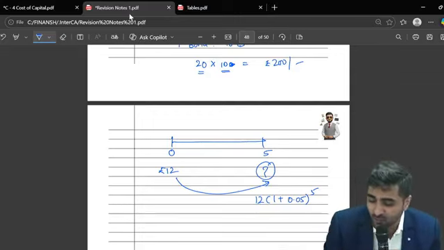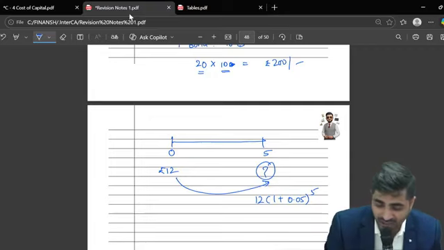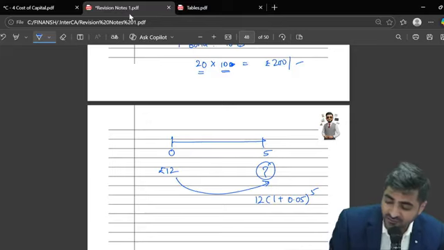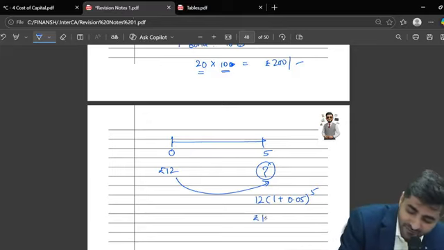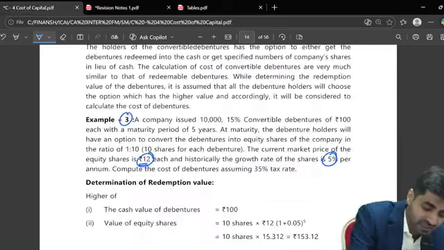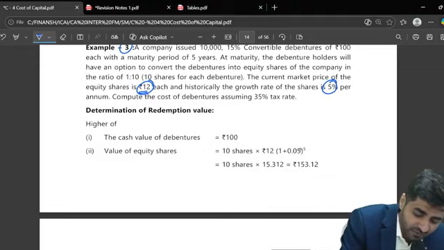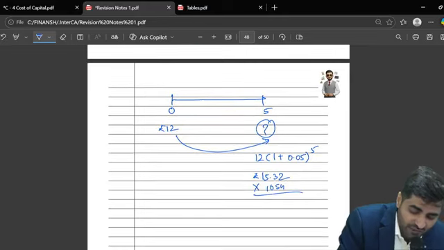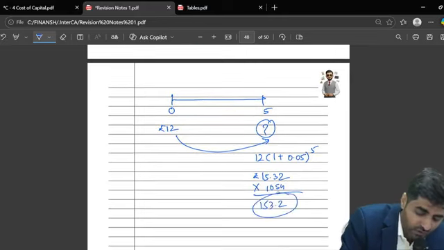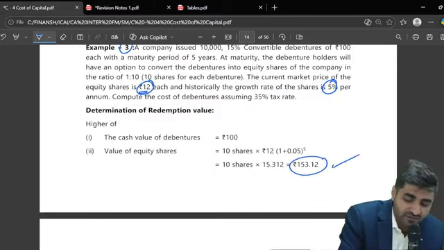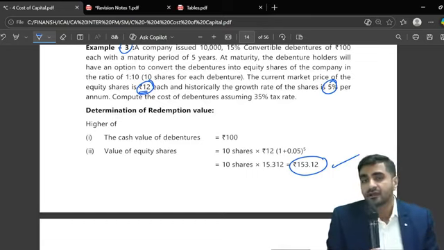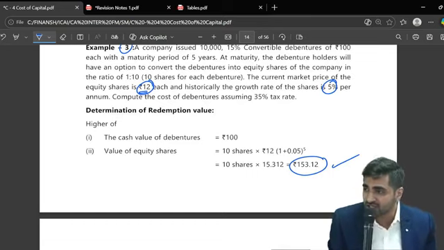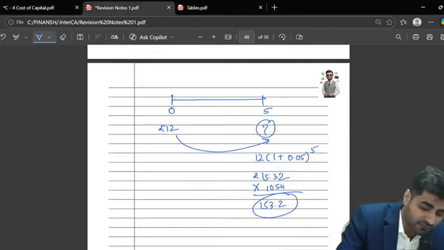Take 1.05 to the power 5 and multiply that by 12. What is this value? Rupees 15.32. Is this the price? 15.32. And how many shares are we going to get? 10 shares. So what is the conversion value? 153.2. Can you just check the conversion value? 153. Have you understood this? Everyone clear? Okay. So this is regarding your convertibles.